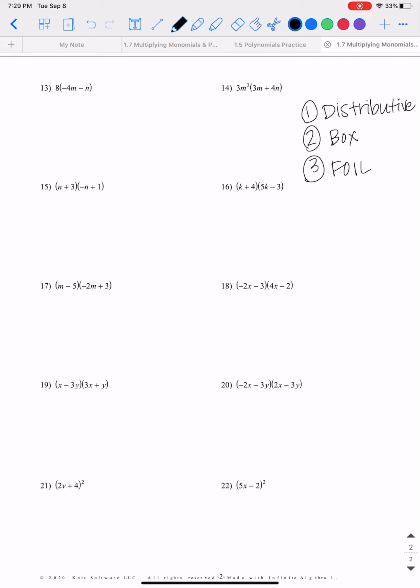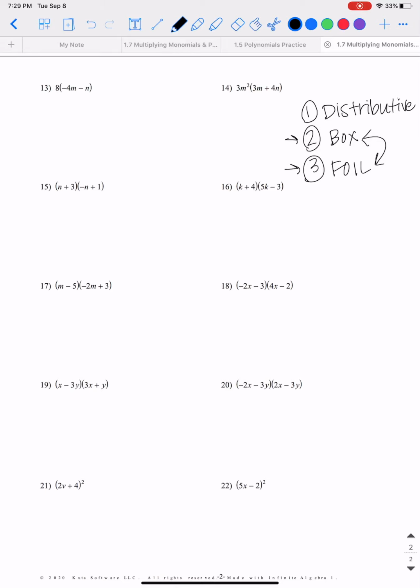So in these examples, I'm going to be showing you the box method and the FOIL method just as a review. When you are solving these problems, you can decide which method works the best for you, but these are the two that you're going to see most often.